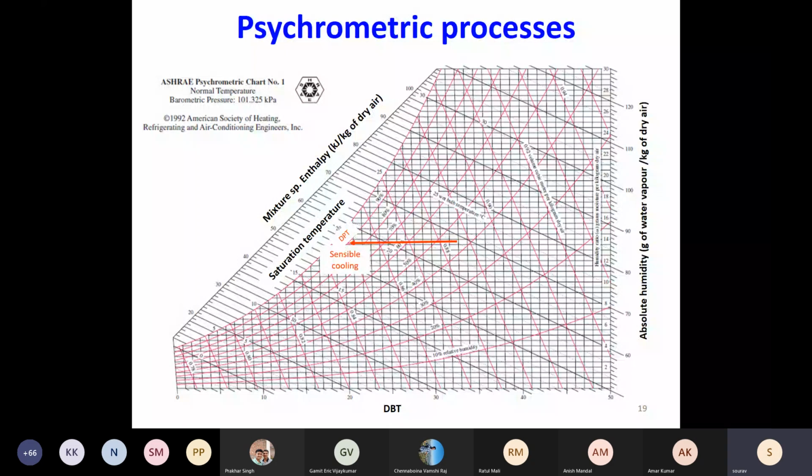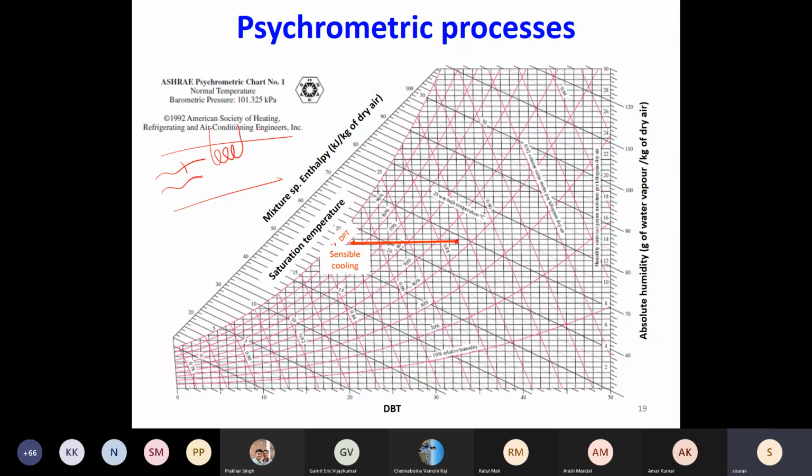Okay, so let's see what are the various types of processes which we can identify on the psychrometric chart. If your starting point is this, and you move towards the left along the horizontal line, then that process is sensible cooling. And this will happen if you have air incoming and there's a cooling coil.